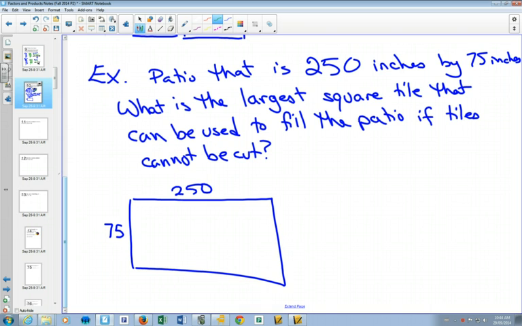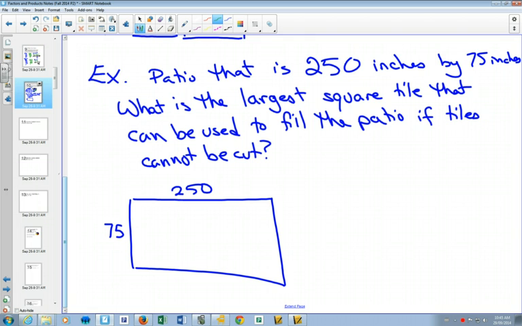Could we buy 3-by-3 tiles? If you broke 250, can you divide that by 3? Because you can divide 75 by 3. So you could buy 3-by-3 tiles if you went this way, but going along this way, 250 doesn't divide by 3. So you need to find a number that divides both of them, bigger than 1. Can you see a number that would divide both 250 and 75? 5. So 5 works because 250, you'd need 50 of them along this way. And you would need, divide by 5, 15 along that way.